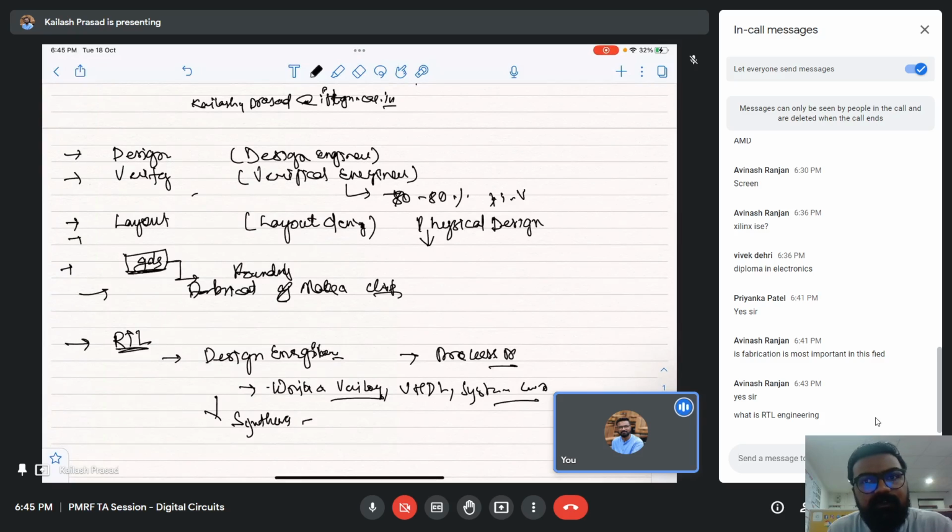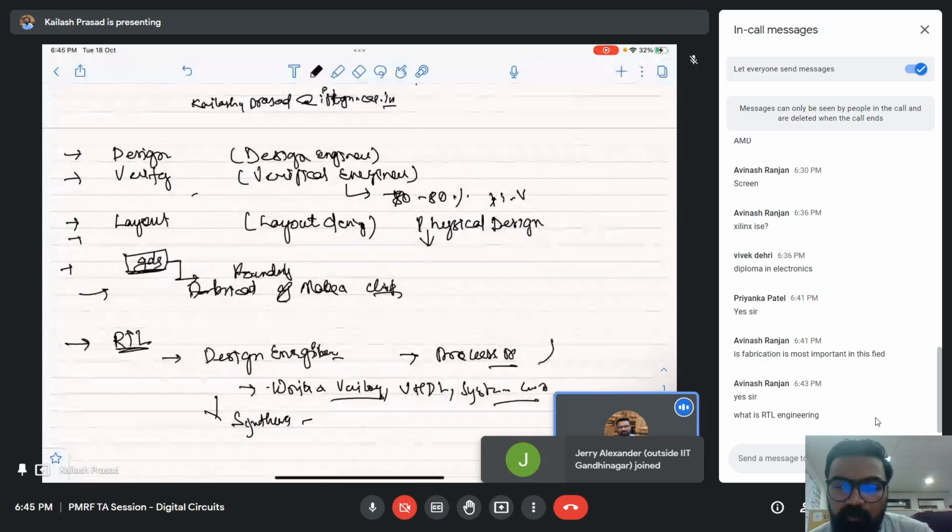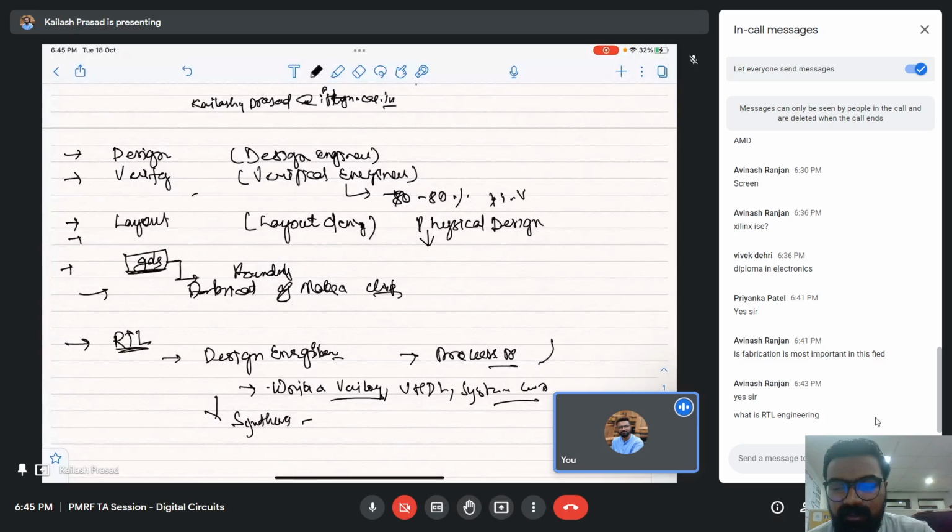So whatever design you are making, suppose you are making a processor, the person who converts that into hardware description language code, or writes HDL code, is called an RTL engineer, right? This is what I'm talking about in the digital design flow. In the custom design flow, the RTL engineer is the one who designs the schematic in Cadence Virtuoso or Synopsys design tools.